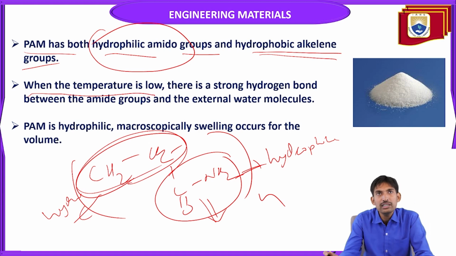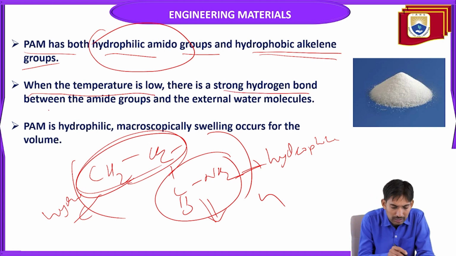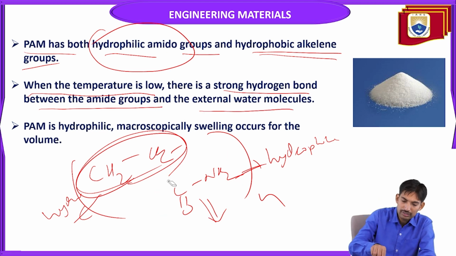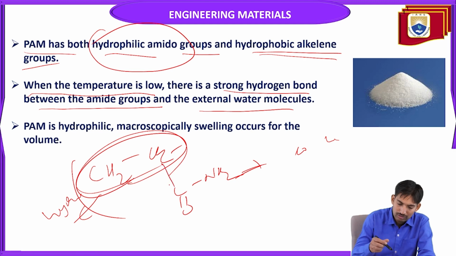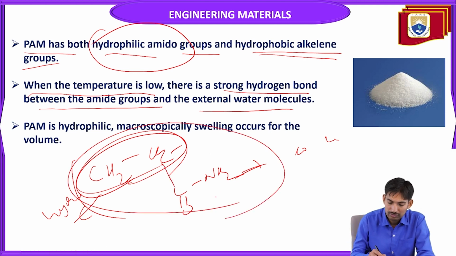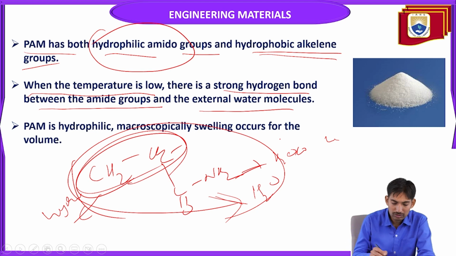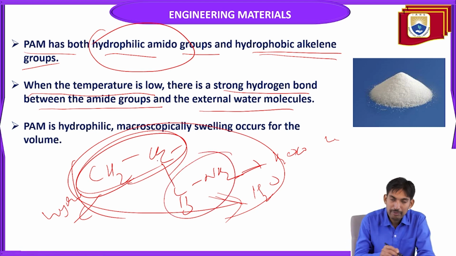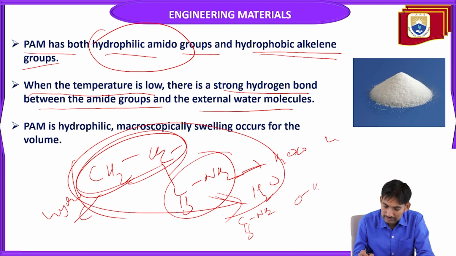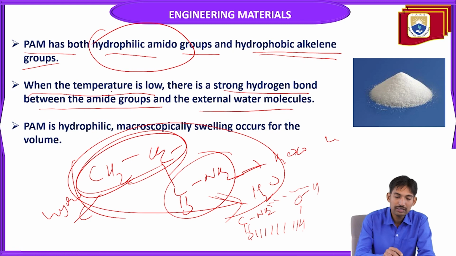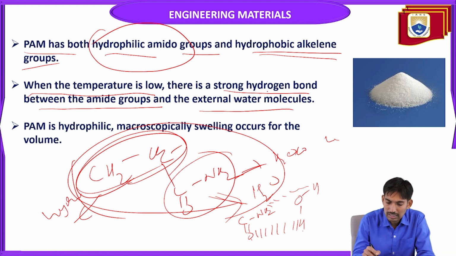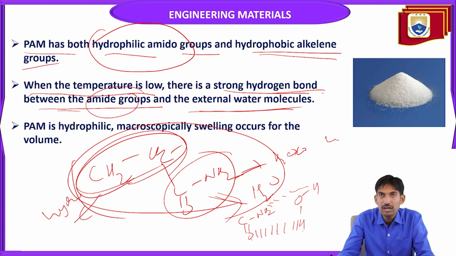When the temperature is low, there is a strong hydrogen bond between the amide group and the external water molecules. See, for this polyacrylamide, if we add water molecules at low temperature, what happens? This amide functional group forms hydrogen bonding. C=O is there, NH2 is there, and water is nothing but OH. There is hydrogen bonding between oxygen and hydrogen, and nitrogen and hydrogen, with the external water molecules.